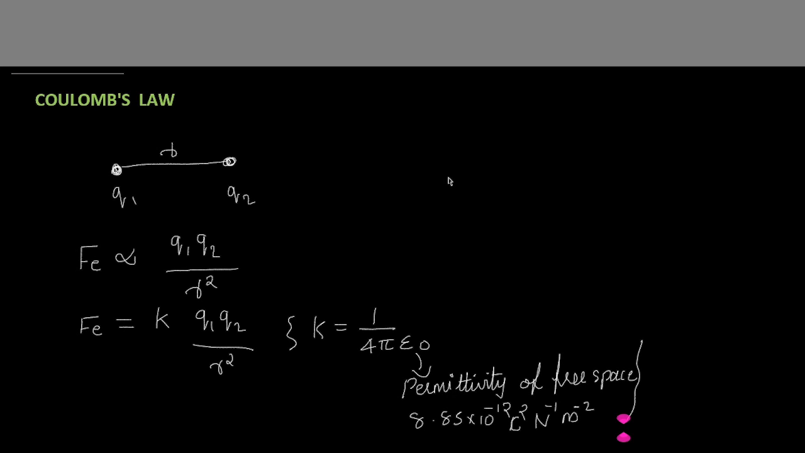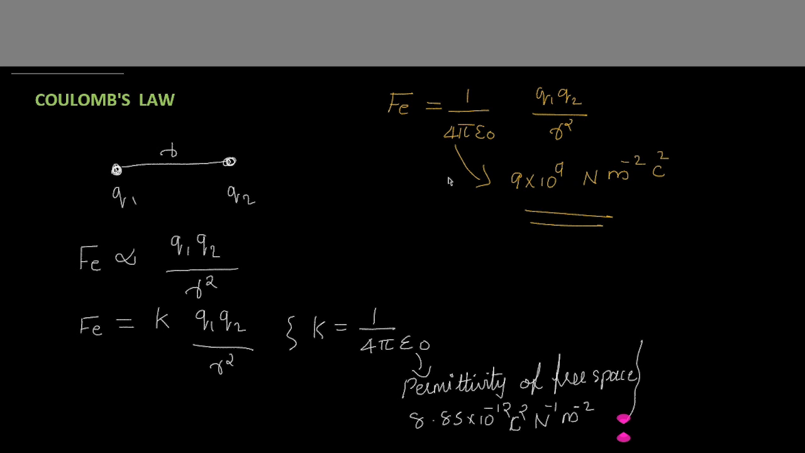So we can rewrite the equation of Coulomb's law as the electrostatic force Fe equals 1 by 4 pi epsilon 0 times Q1 Q2 divided by r squared. And the value of the constant 1 by 4 pi epsilon 0 is estimated as 9 times 10 to the power 9 Newton meter squared Coulomb to the power minus 2.